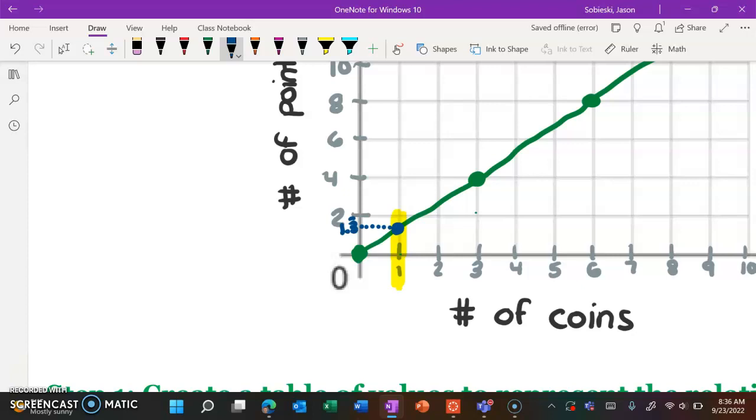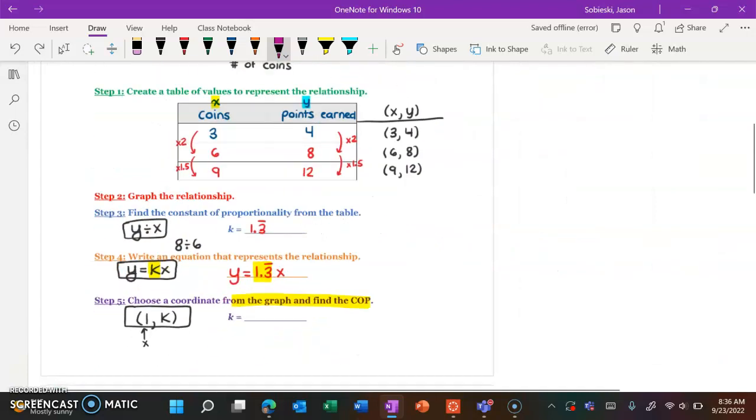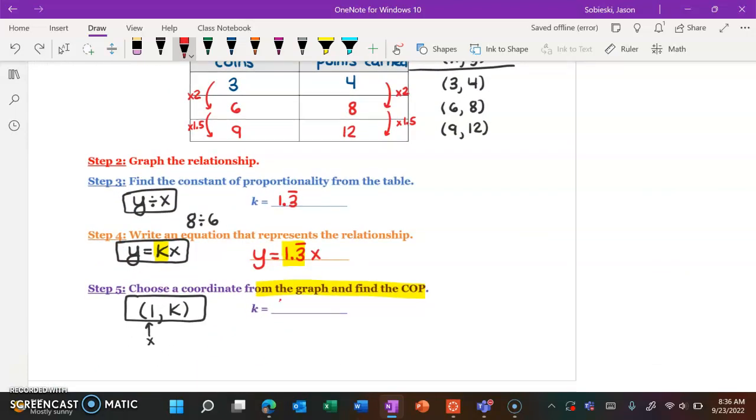Okay, so again, part of learning about this is being able to answer these questions without using a table. So one of the ways that you can find the constant of proportionality is just finding where x is equal to 1, going up and seeing where that point hits the line and looking at how high up that point is on the y-axis. Okay, so again, k for this one is still 1.3 repeating, but it's a way that we could look at it from the graph.